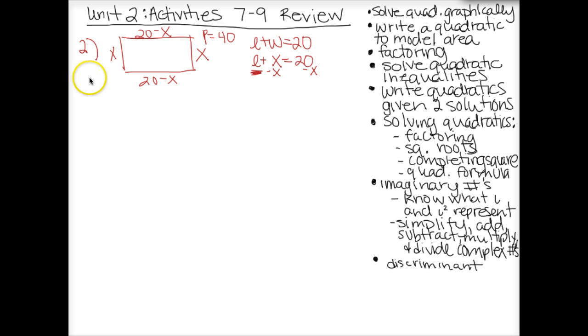And so then to answer number 2, my expression for area, it says a function, tells you what to name it. So A of x equals x times 20 minus x. So that would be our area expression there. You don't have to simplify that. It doesn't say standard form. If you do, it's also a correct answer, but this one right here is fine.